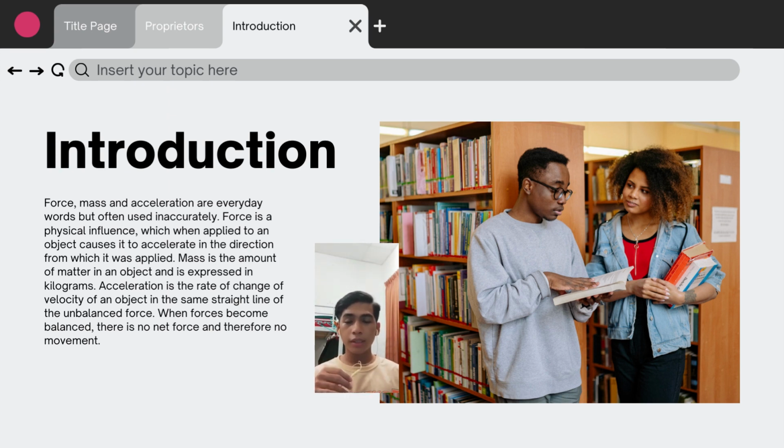I will start this presentation with the introduction. Force, mass and acceleration are everyday words, but often we use them incorrectly.